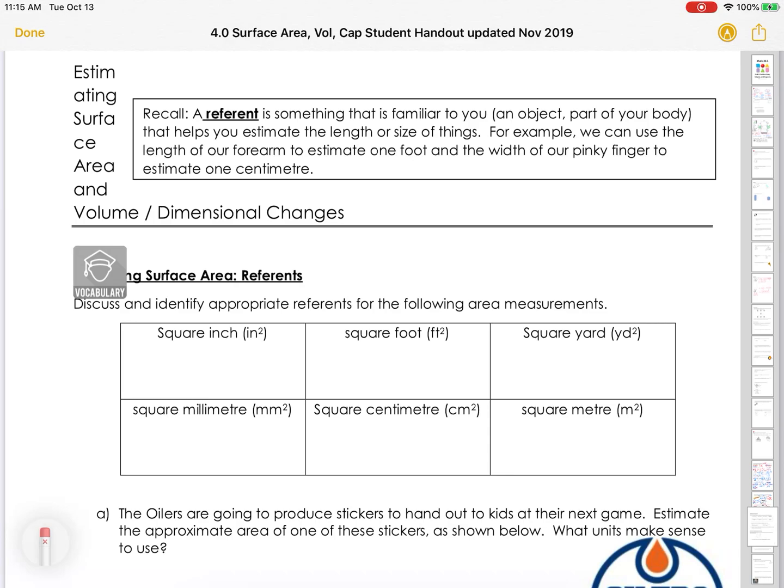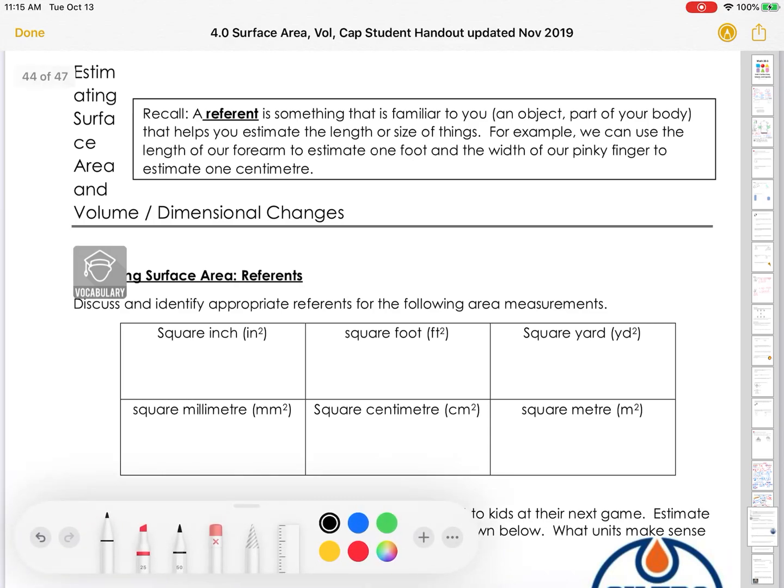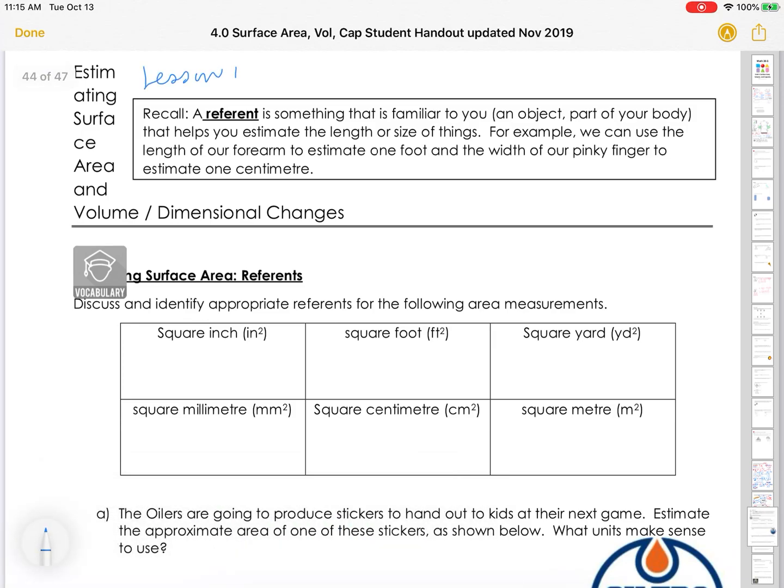Okay, so this is our last topic in this unit. I think it's lesson 12. Wow, that's what I think it is.